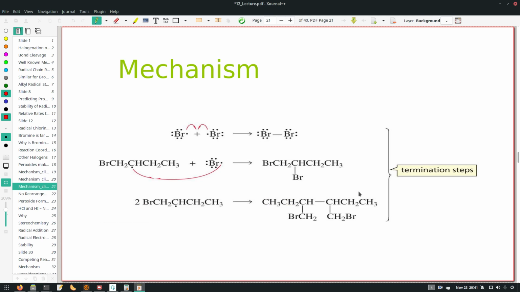Alright, so generally speaking, the only termination step we're probably going to see too often is this one, because we might have too many bromines, but we would never expect to have too much of this stuff building up. So these other termination steps are going to be trivial amounts at best.